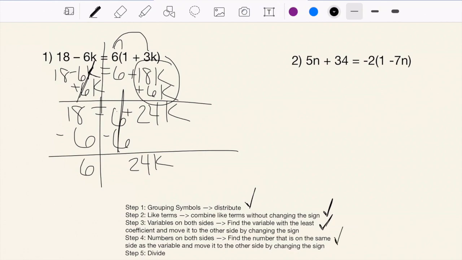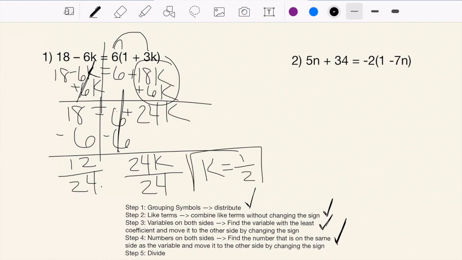And then our last step is to divide. So we're going to divide by 24. Oops, sorry. 18 minus 6 is not 6. Pardon me, it is 12. So we're going to divide by 24, and we will get k equals 1/2. And you can plug that in your calculator, 12 divided by 24 as well, and it'll give you 1/2 or 0.5. Either one will work.